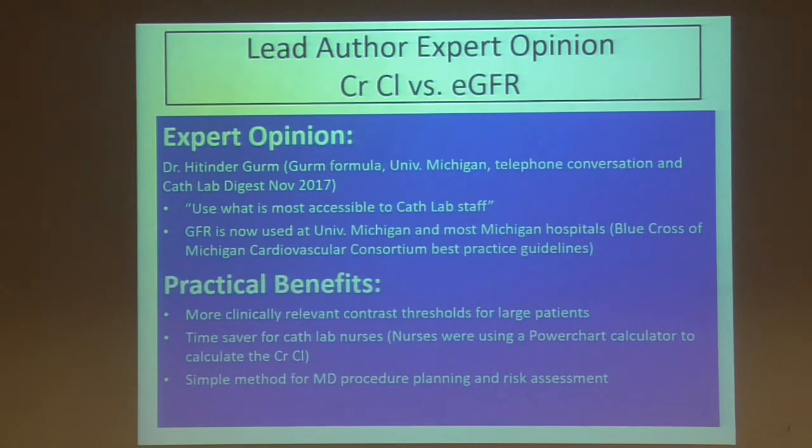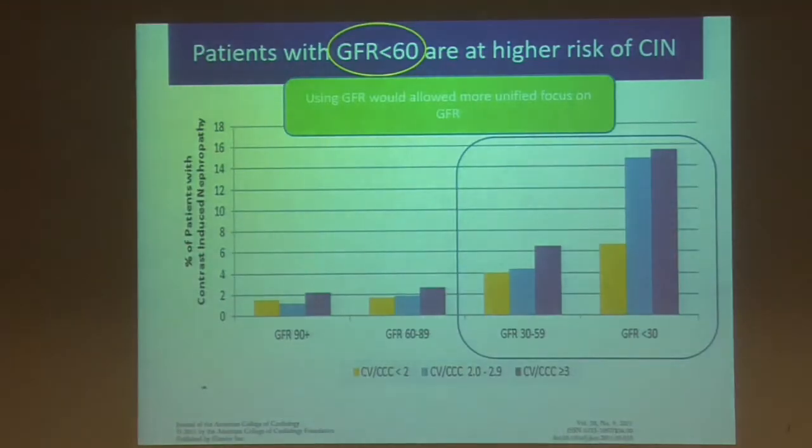So the practical benefits of switching to GFR: it was a more clinically relevant threshold for our large patients. It also saved the cath lab time. The nurses were using a PowerPoint calculator to calculate the creatinine clearance using the Cockcroft-Gault equation, and so they could just simply use the GFR from our lab values. And so that really helped for us all to be on the same page with risk assessment. So patients with a GFR less than 60 are at higher risk. So here we have patients with GFR, you can see their incidence of contrast-induced nephropathy at that threshold of GFR.